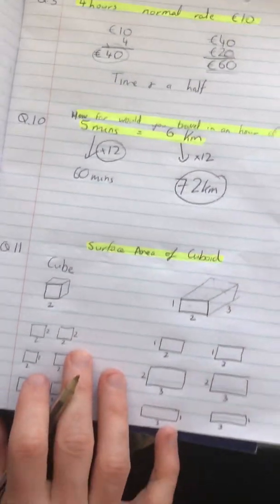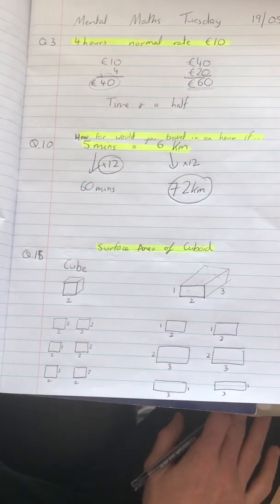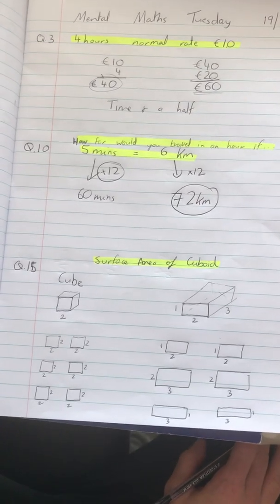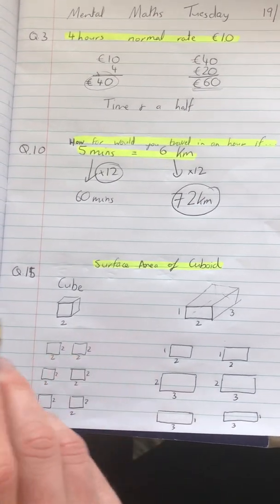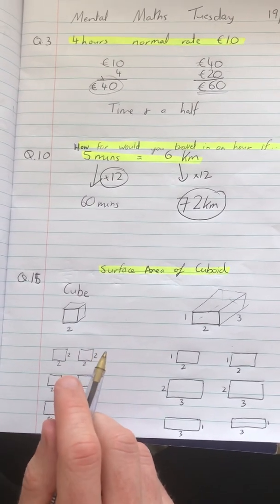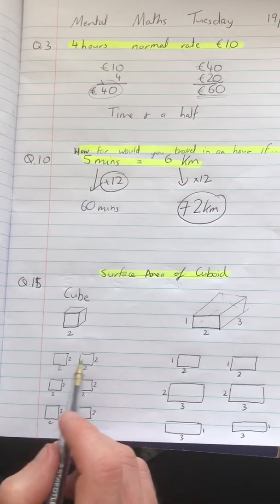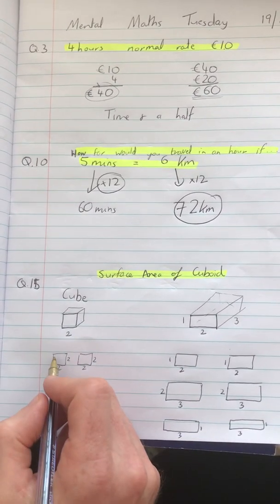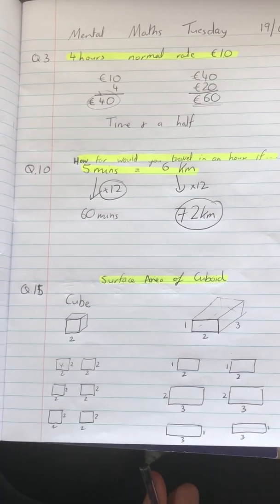Now, question 15 was tricky. Question 15, the surface area of a cuboid. So last week we were just getting used to finding the surface area of a cube. And a cube is grand, it was nice and easy because it has 6 faces, but each face is the same size, or same area. So if we look at the cube here, it is basically 6 squares. So you find the area of one face, 2 by 2 would be 4, and you multiply it by 6 and you get the area of your cube.